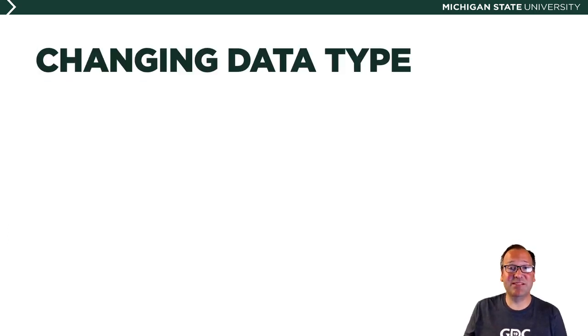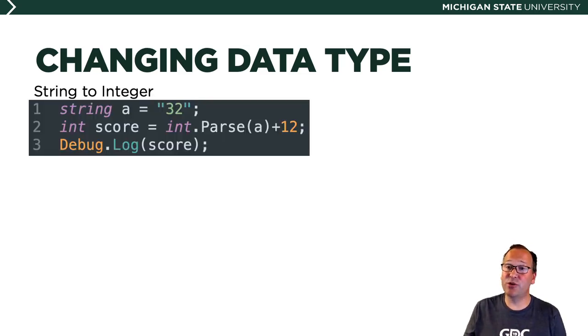Given that C# is a strongly typed language, you cannot change the data type implicitly. You must do so by converting the data. So, if you have a string that holds a whole number, you must convert it to an integer before doing addition and storing it into an integer variable, as shown here. The result of this would be 44 outputted to the console.